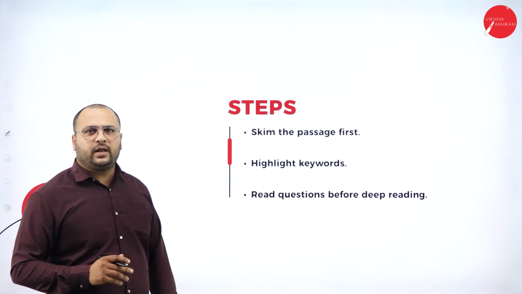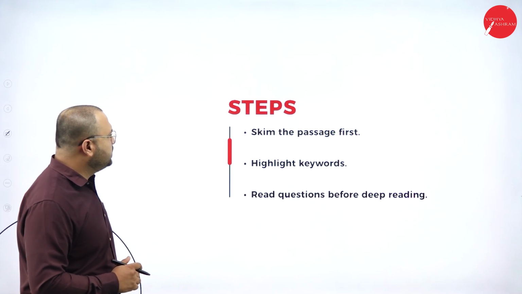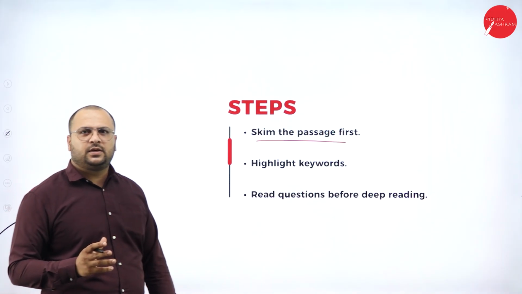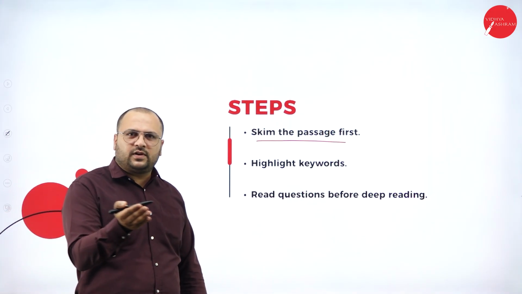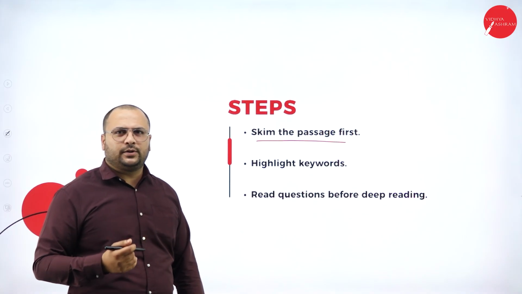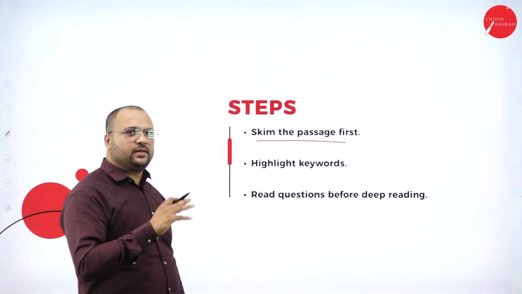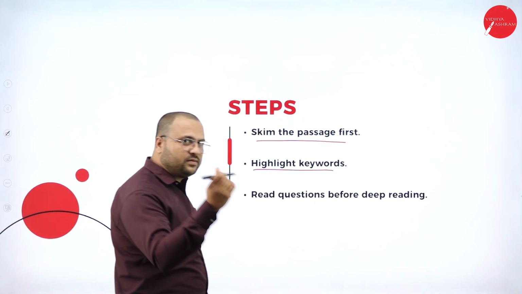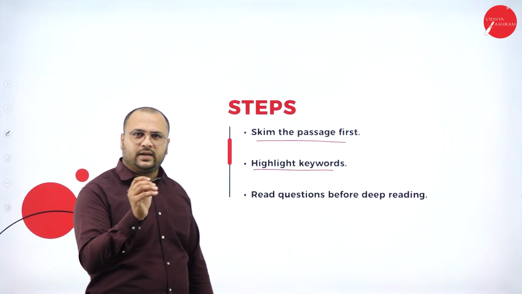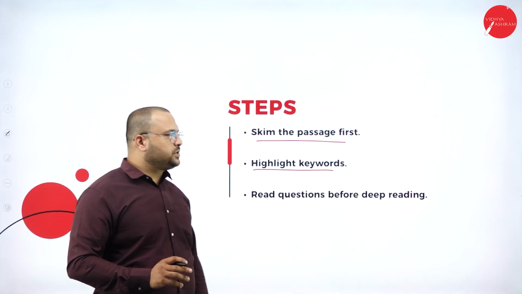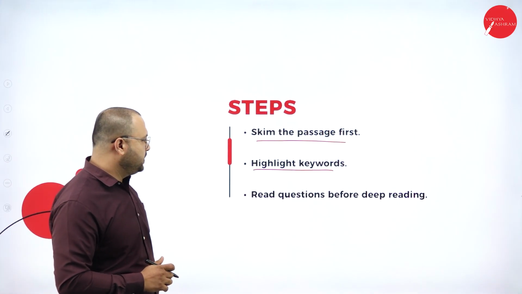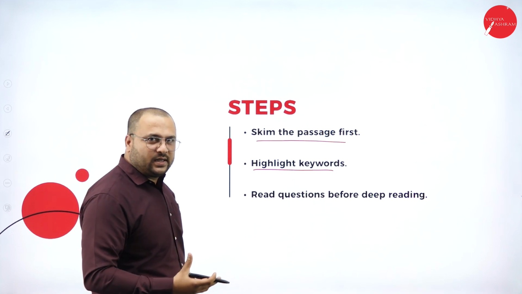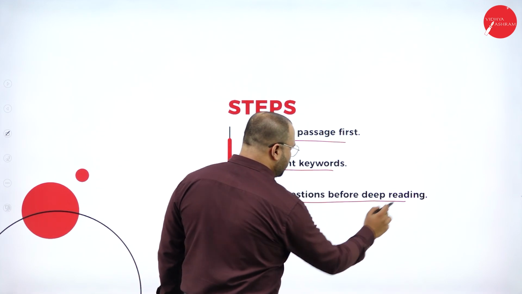What are the steps involved in reading comprehension? In reading comprehension, the first thing is skim the passage first. The given passage, you will read the passage. First you have to skim. Skim means to take the first layer. So here when you read, you have to go slow. Understand what is there. That is skimming. Second thing, highlight keywords. When you are reading it, you will have a pen in your hand and then you have to highlight the key points, important words, those things in the passage. But before you all do this, first, in order to answer the questions which will be asked, you have to read the questions before deep reading.